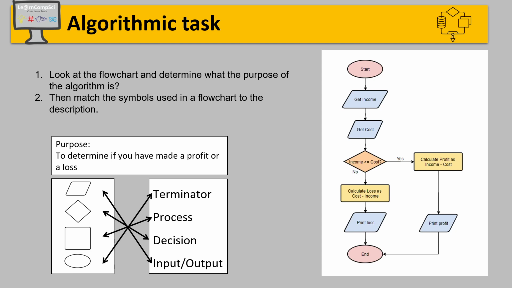And then finally, we had some start and end blocks to show us when our program begins and where it ends. Those are the common symbols that are used in a flowchart.